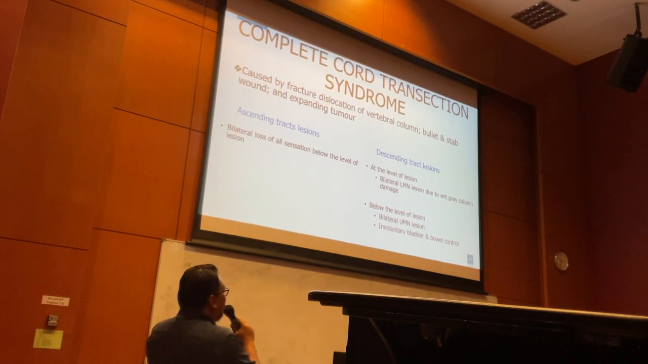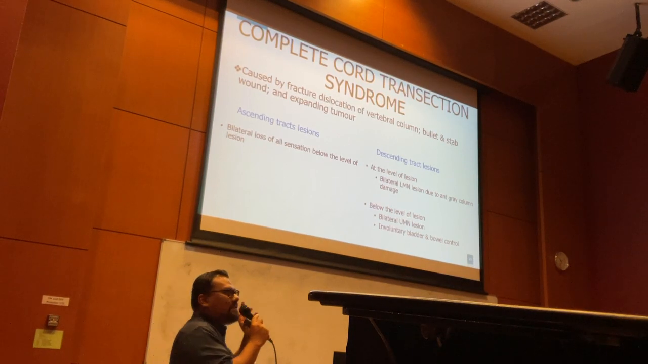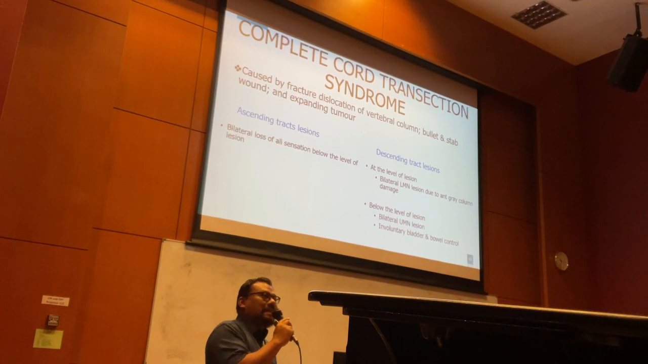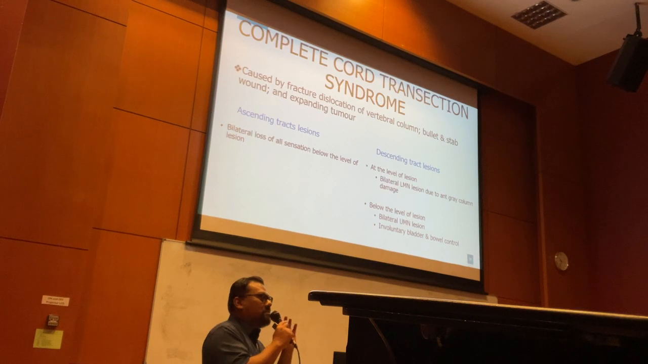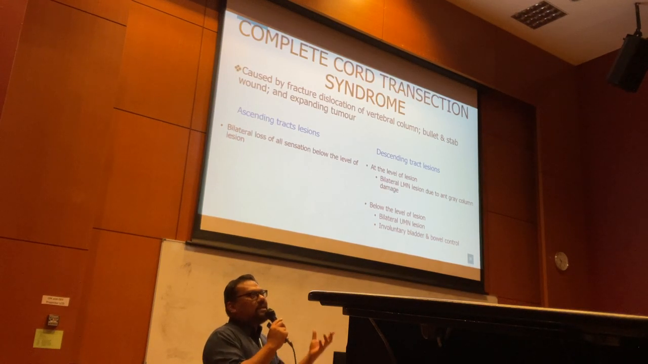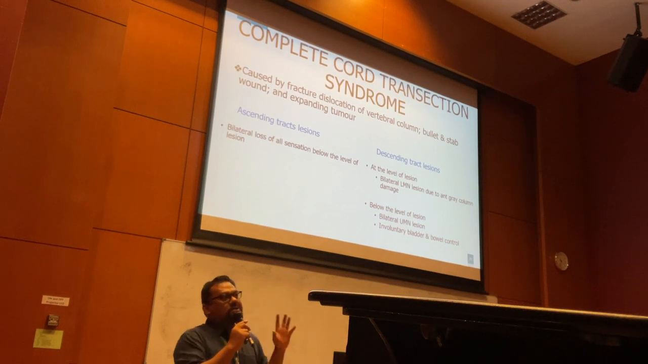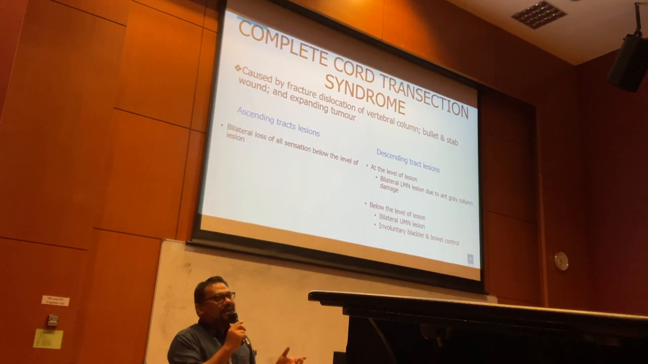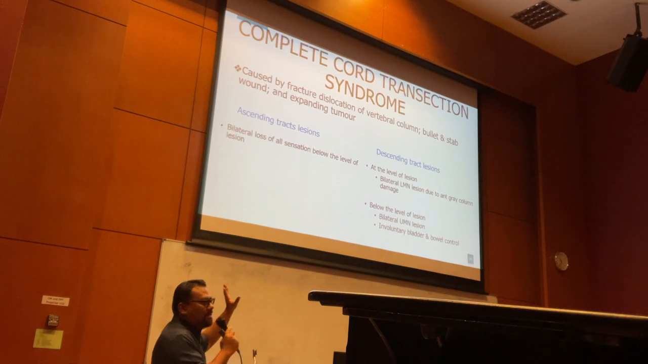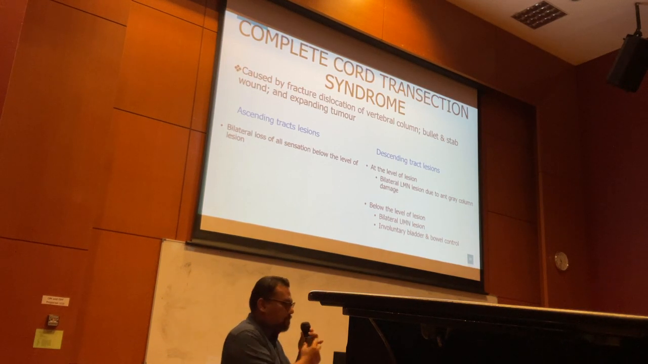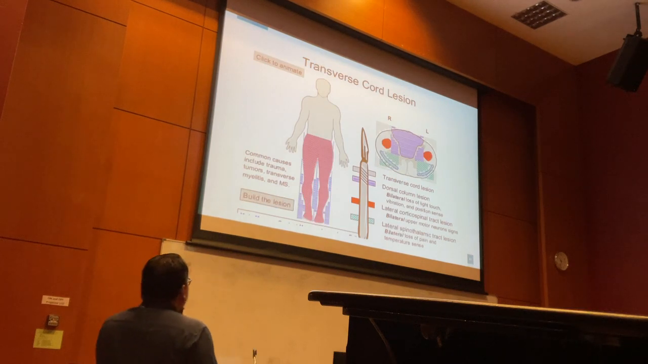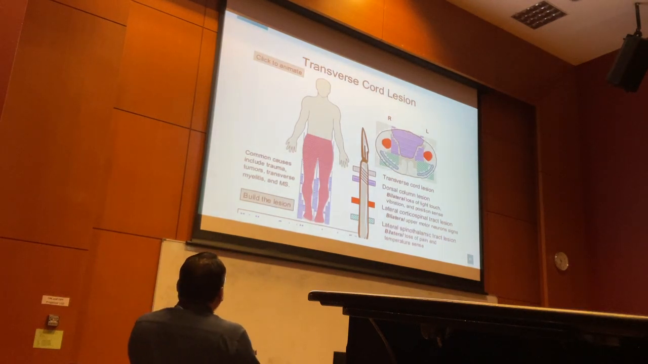Usually the presentation ni akan berlaku selepas shock tu subside lah. Patient akan develop shock dulu lepas injury ni. Shock tu usually semua upper motor neuron lesion punya presentation usually during shock. Bila shock tu dah subside, barulah patient tu presenting with this one. Alright, this is all the transverse cord section.